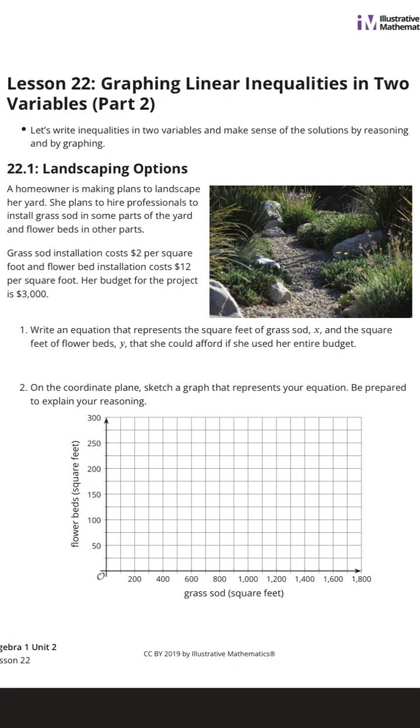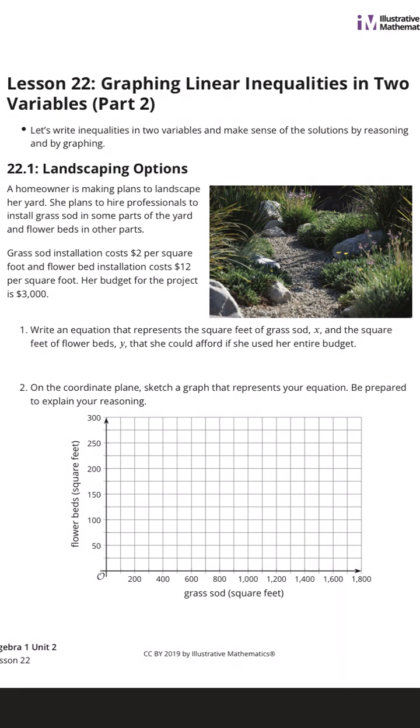So this first problem says, a homeowner is making plans to landscape her yard. She plans to hire professionals to install grass sod in some parts of the yard and flower beds in other parts. Grass sod installation costs $2 per square foot and flower bed installation costs $12 per square foot. Her budget for the project is $3,000. So we are going to graph all the different possible combinations of grass sod and flower bed that she can install if she uses her entire budget.